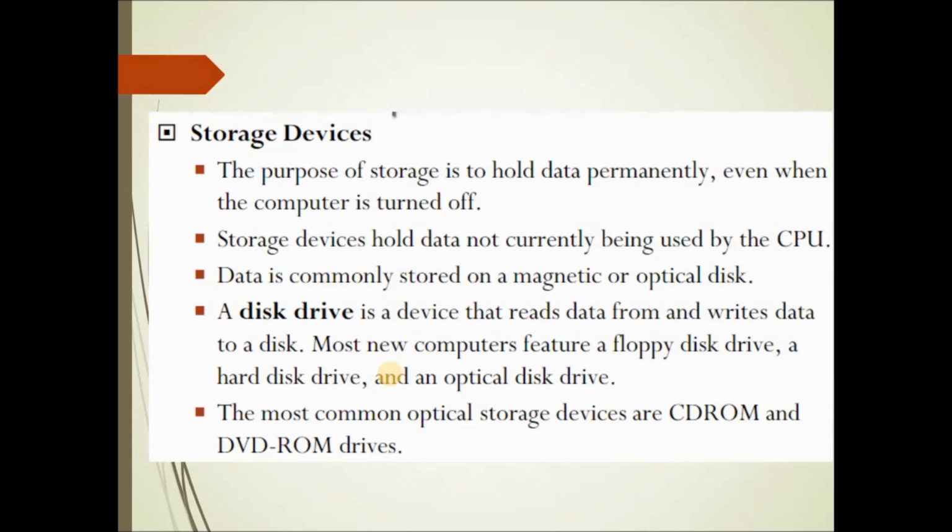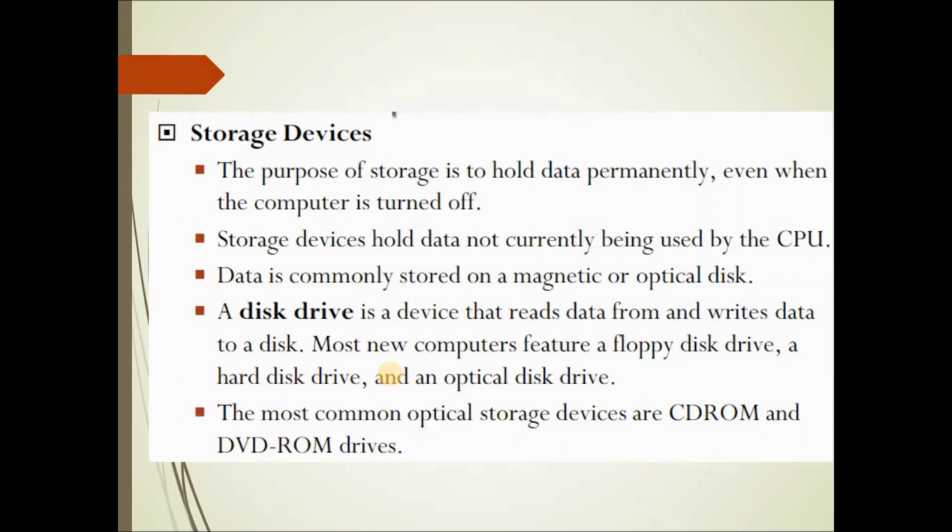The purpose of a storage device is to hold data permanently, even when the computer is turned off. Storage devices hold data not currently being used by the CPU. The data is commonly stored on a magnetic or optical disk. A disk drive is a device that reads data from and writes data to a disk. Most new computers feature a floppy disk drive, a hard disk drive, and an optical disk drive.